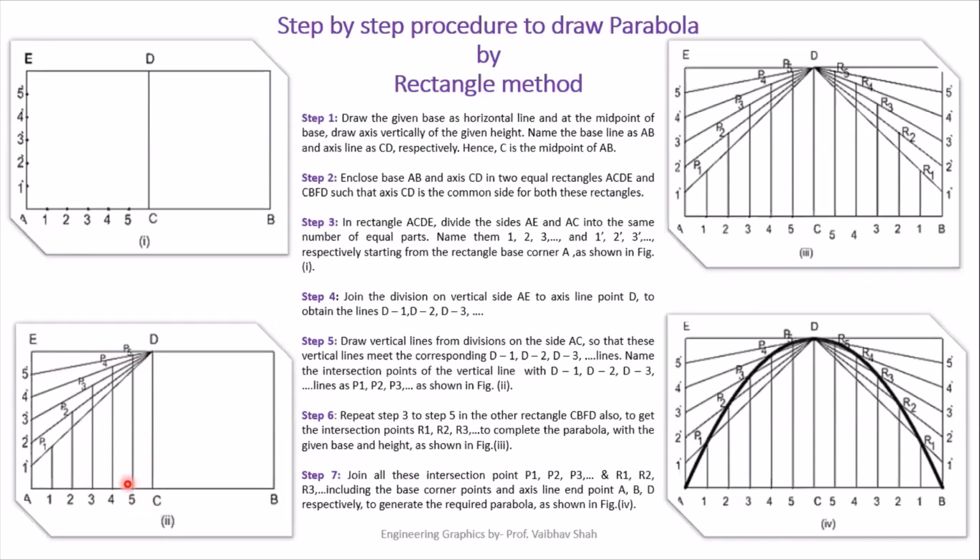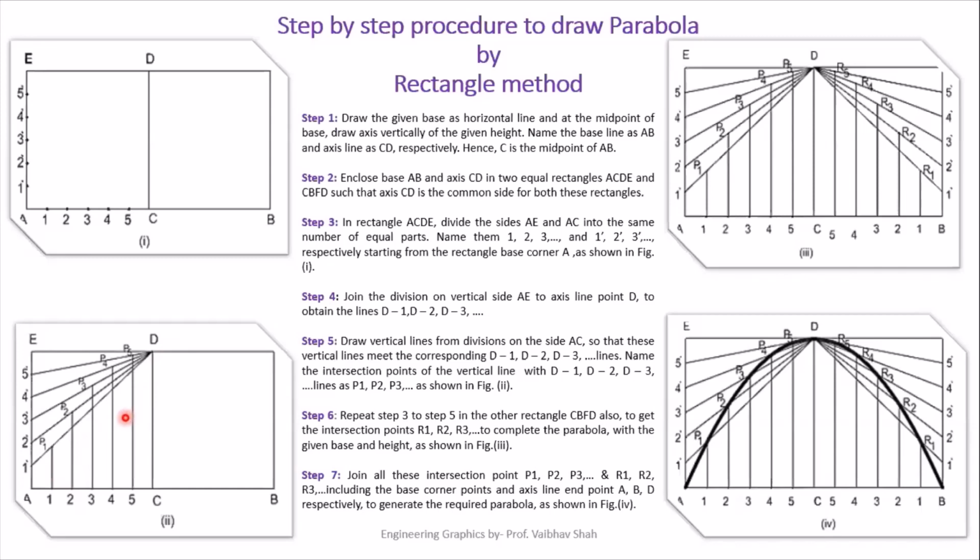So you will be using your roller scale to draw this vertical line from point 4, which will intersect your inclined line 4 dash D. Likewise, we'll be drawing a vertical line from 3, which will be touching 3 dash D, from 2, which will be touching 2 dash D, and from 1, which will be touching your 1 dash D.